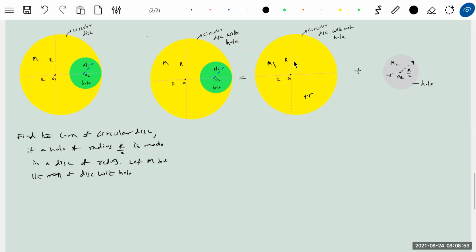How do you assume? Lamina without hole plus hole. So when you add up both, you get a lamina with hole. Shall we calculate the center of mass of this? Then we'll take superposition, and we'll get the required answer.